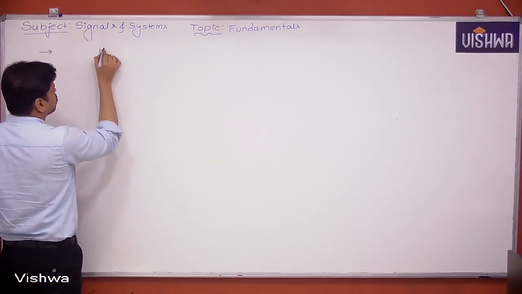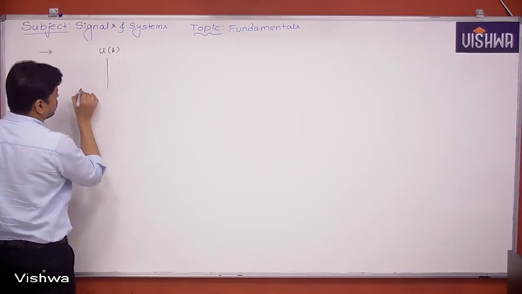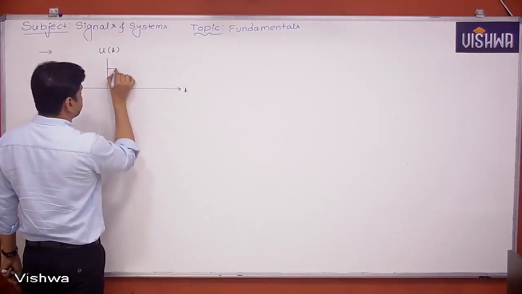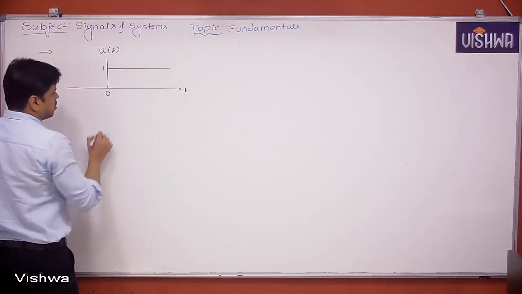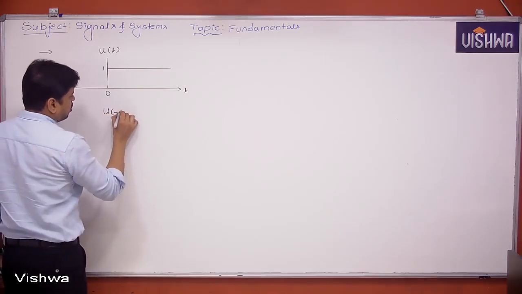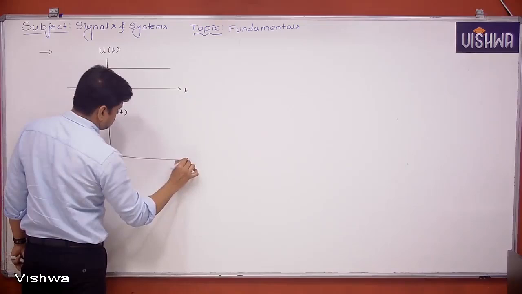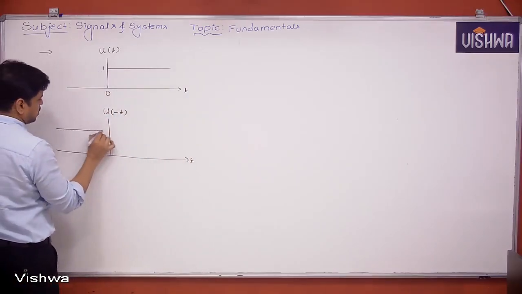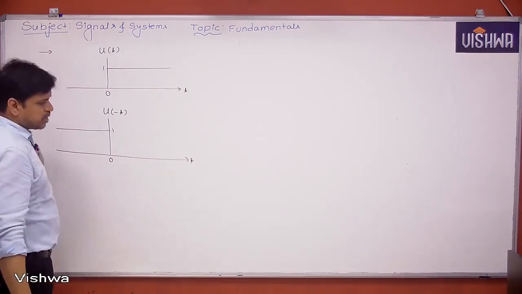We know u of t. How does it look? Can you draw u of minus t? If you fold it, you are going to get this kind of thing. Up to 0, its value is 1. After 0, its value is 0.